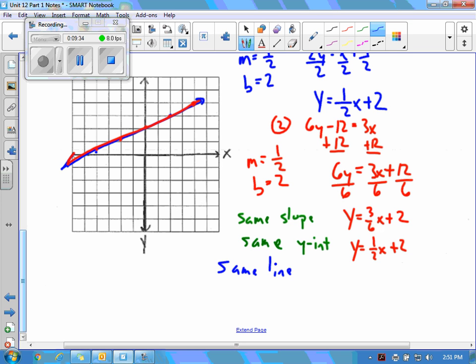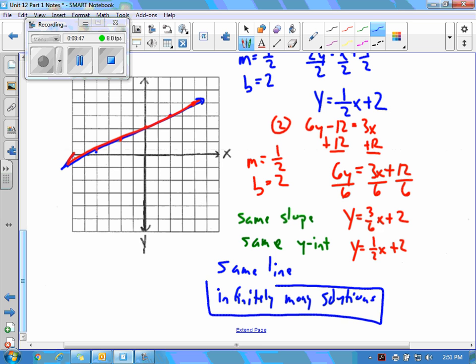Which means we say that they have infinitely many solutions. That's what you'd have to write for your answer. If you think about it, it makes sense. The solution is where the lines cross. If they're the exact same line, they're crossing all the time. All right, make sure you ask any questions you have on that, especially since I only did one example of each.